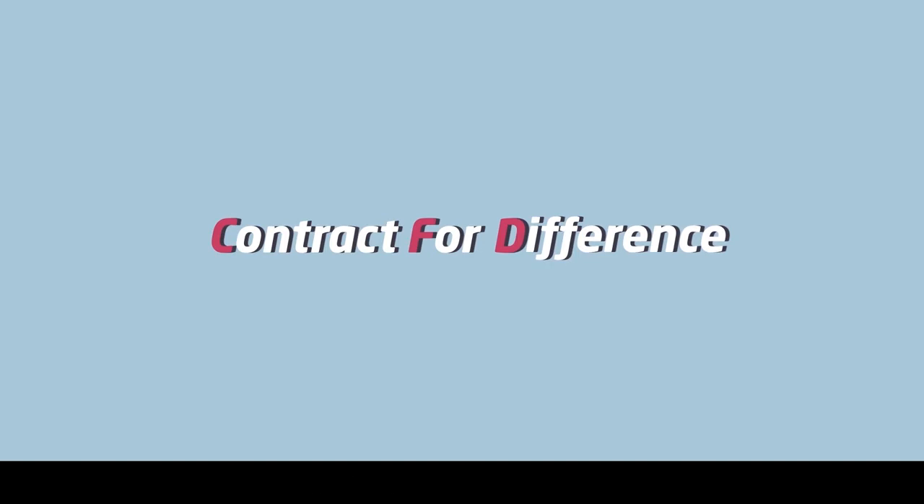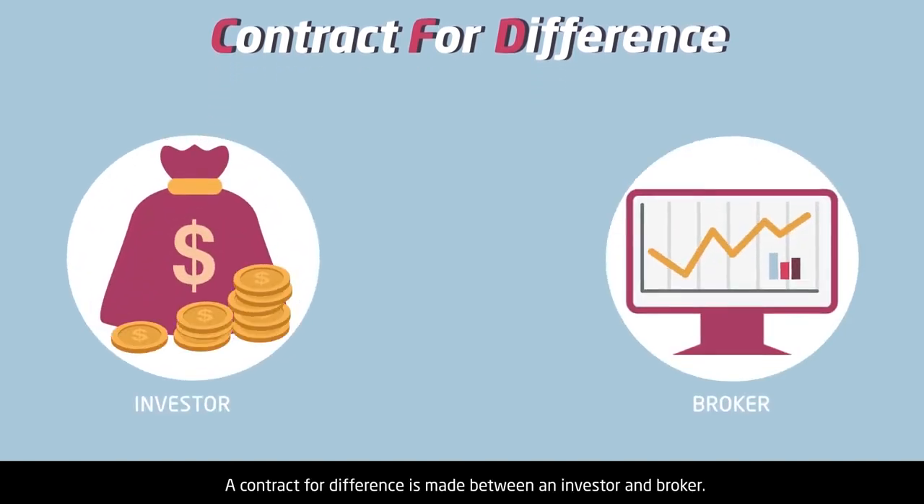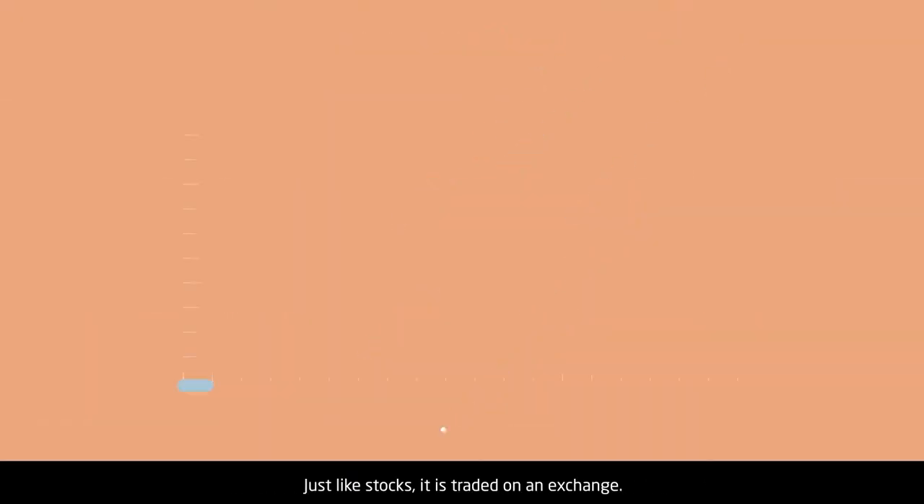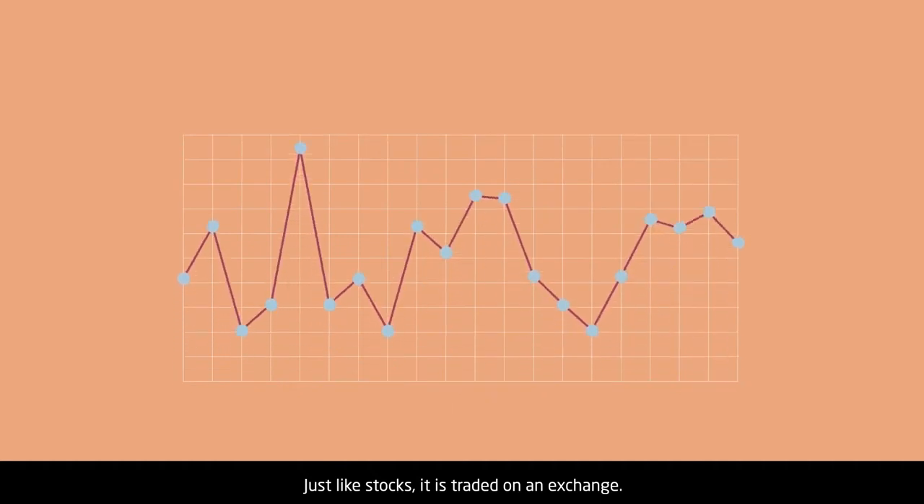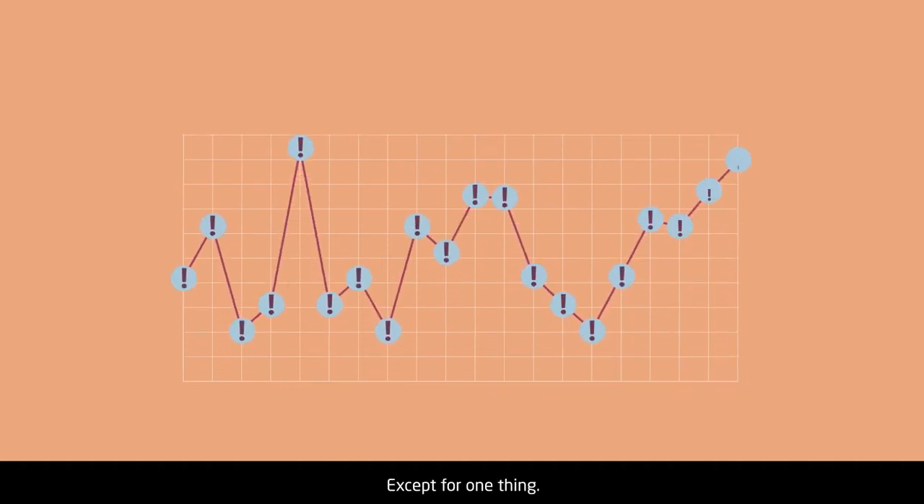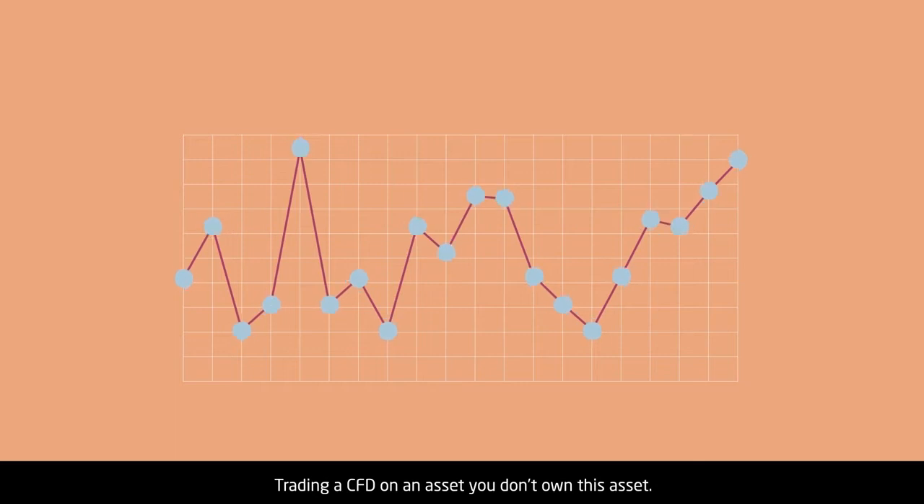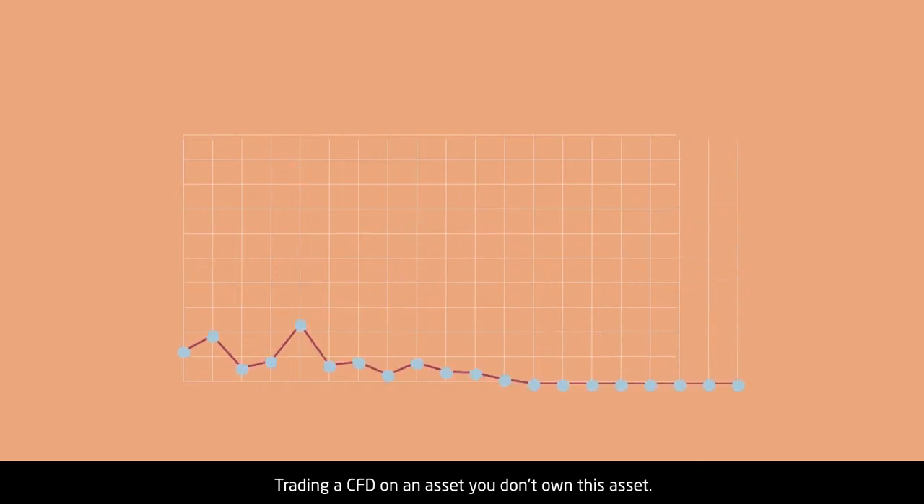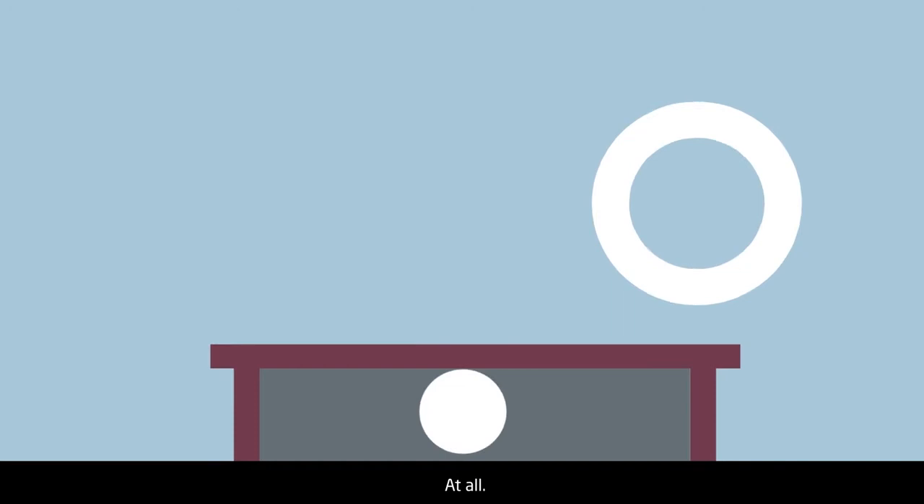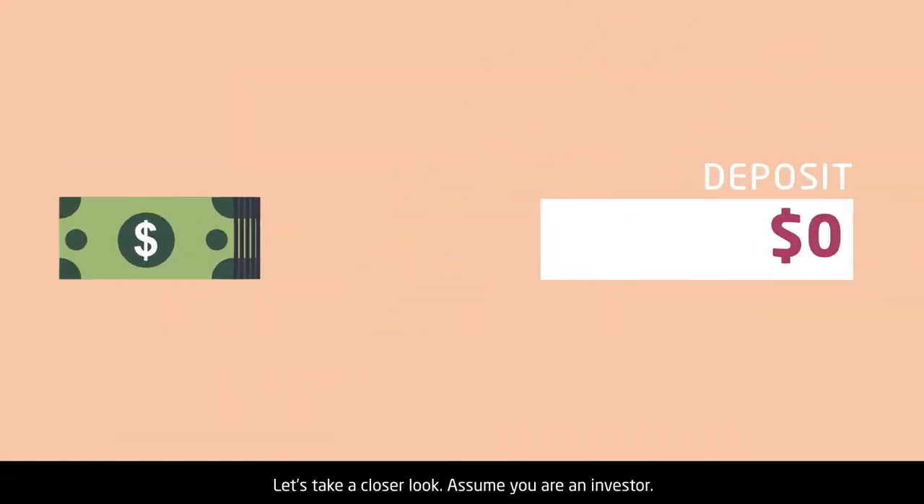is a CFD. A CFD is an acronym for Contract for Difference. The contract for difference is made between an investor and broker. Just like stocks, it is traded on an exchange. Except for one thing. Trading a CFD on an asset, you don't own this asset at all. Let's take a closer look.